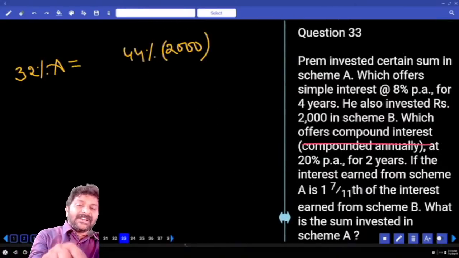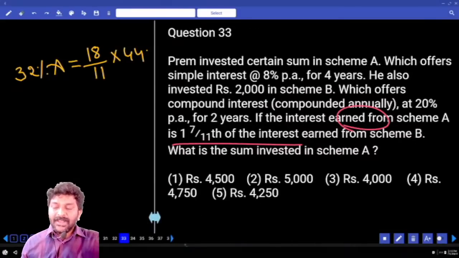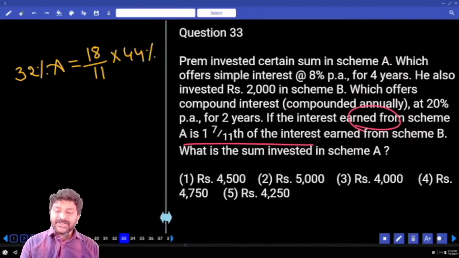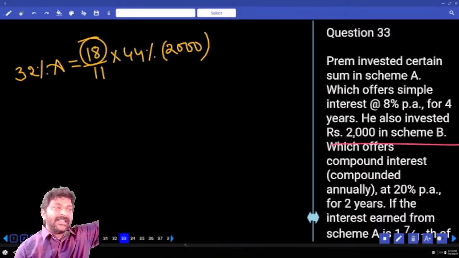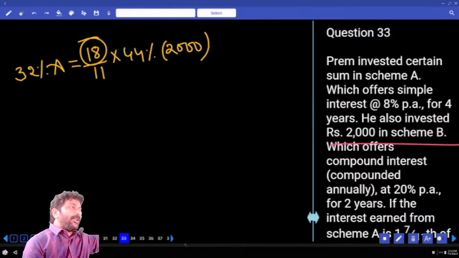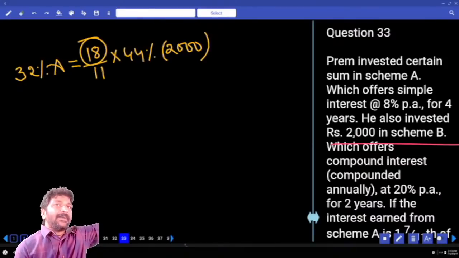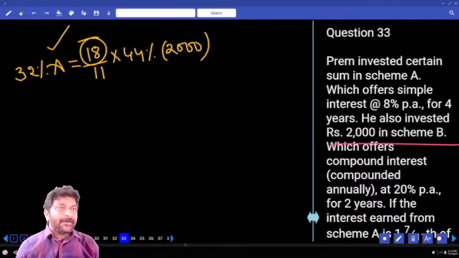That means interest earned from scheme A is equal to 18 by 11 times of this number, correct? Now what is your question? What is the sum invested in scheme A? When I look at this numerator 18, which is a 9 multiple, on the right hand side denominator, is there any 9 multiple or 3 multiple? Left hand side numerator, are there any 3 multiples or 9 multiples? Then A must be definitely a 9 multiple only.